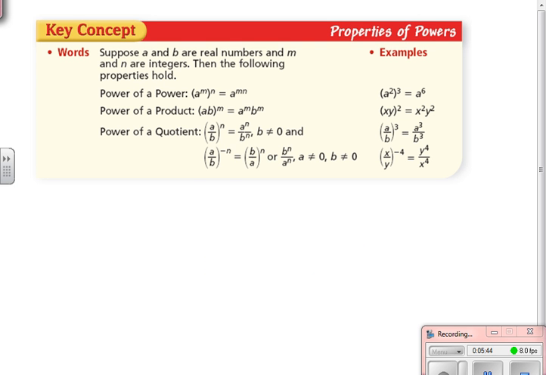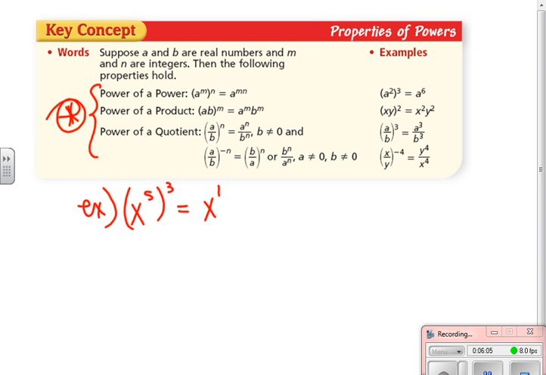So just quick review, these are the rules that you need to remember. Power to a power, we multiply. So for example, if I have x to the 5th to the 3rd, that's saying I have 3 groups of x to the 5th, which is really x to the 15. That's that one.